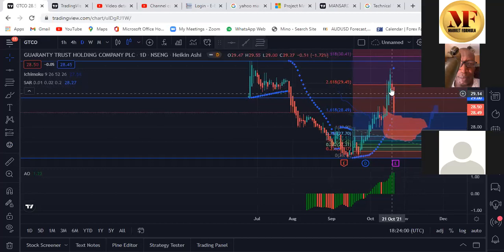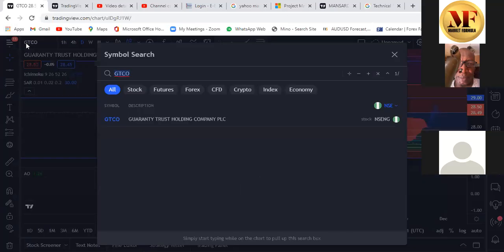Friday was a big red. But you can enter at this price. Let's see what happens by next week. If price finds support here, then it is good. You can go and look at the ask and the bid. See, is it on full offer? If it's on full offer, you can wait. But if it's on bid, you know that, yes, there's tendency for it to go higher.